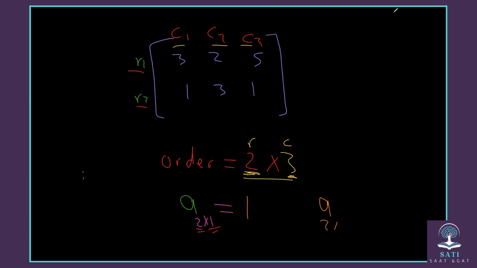Okay, if a matrix is like this here, 2, 3, 4, 5, as you see, this matrix has 2 rows and 2 columns. If a matrix has the same number of rows and the same number of columns, in this case we call it a square matrix.